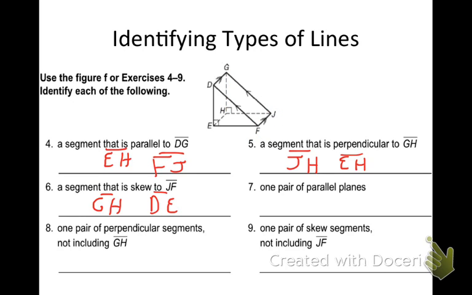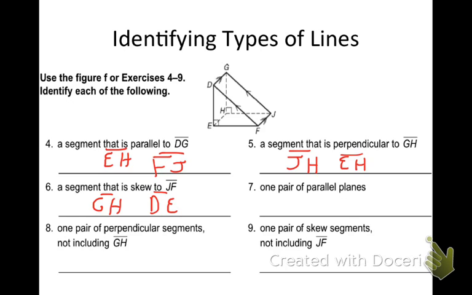Alright. Next, I want 1 pair of parallel planes. So now I want the whole parallel plane. Oh, give me a parallel plane, Blake. Like the whole plane? Yeah, like the whole plane. Well, they don't have names. So remember, if I don't count names, I just name with 3 letters. It's like what are the letters of the plane? So, E, F, G, or J. Not EFJ.